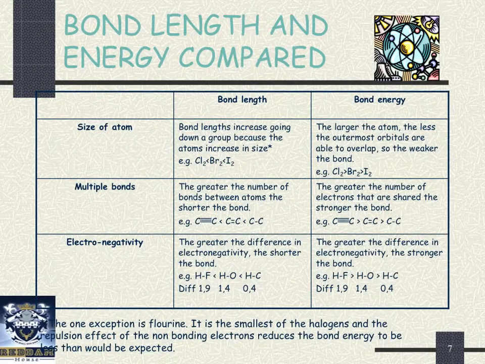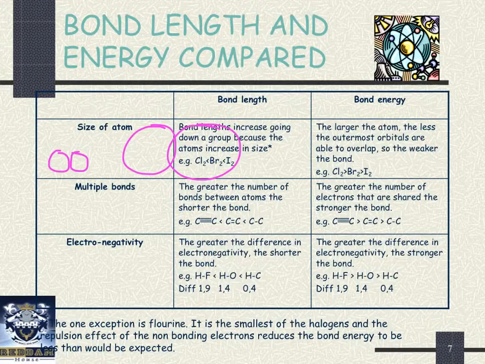So, if I take a look at comparing bond lengths and bond energies, if I have got a big atom, then the bond length is going to be big. Big atoms also, it's much easier to separate them because let's just take a look at chlorine and iodine. Chlorine's small, iodine is big.